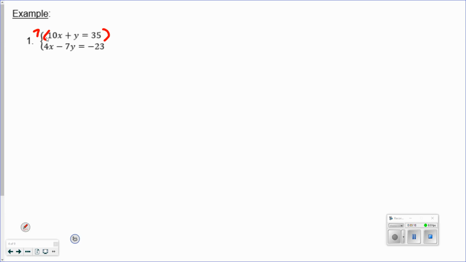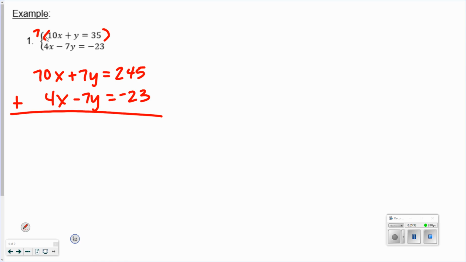So that becomes 7x plus 7y equals 245. And then the second equation I'm not doing anything with. I'm leaving exactly as it is, so I just rewrite it. Then I'm going to add them together. So this gives me 74x. The y's cancel. And then add the constants. Gives me 222. Divide both sides by 74, you get x is equal to 3.